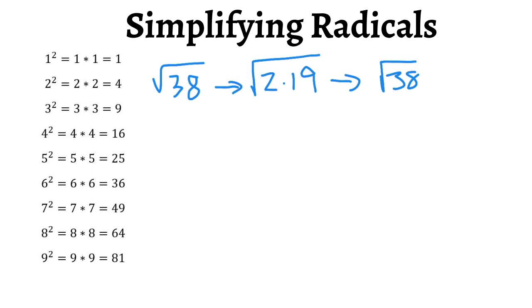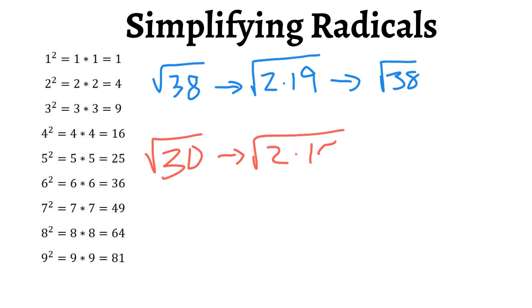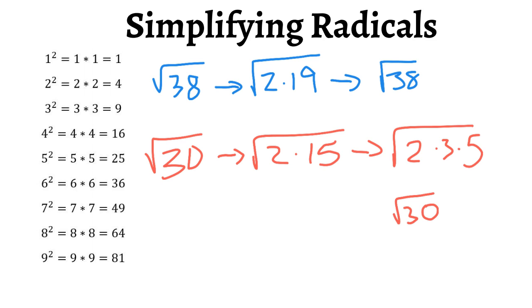Let's try another one. Let's say that we have the square root of 30. Here's another example. 30 can be expressed as 2 times 15. And the 15 can be expressed as 3 times 5. So I have 2 times 3 times 5. Did we find any pattern? Any pairs? No, no pairs. So this can stay as the square root of 30. Sometimes you will find pairs and those numbers will come out. Sometimes you don't. It's just what it is.